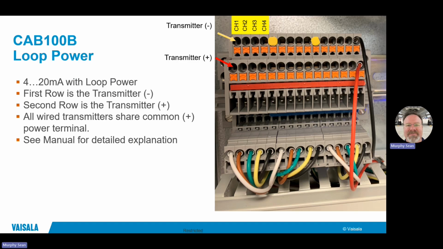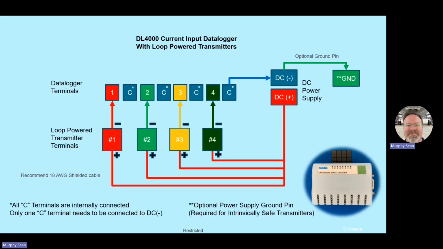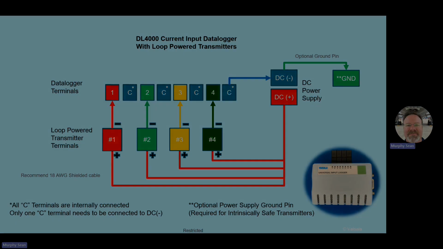All the transmitters share a common positive. That might be counterintuitive to a lot of people's thinking, that common is typically ground, but when you're supplying power to a loop, you're actually injecting the positive power into the transmitter from the panel and receiving on the negative terminal into the data logger, just like this drawing shows, where all the commons are all connected together on the data logger, and the loop power transmitter channel output goes to the input channel.